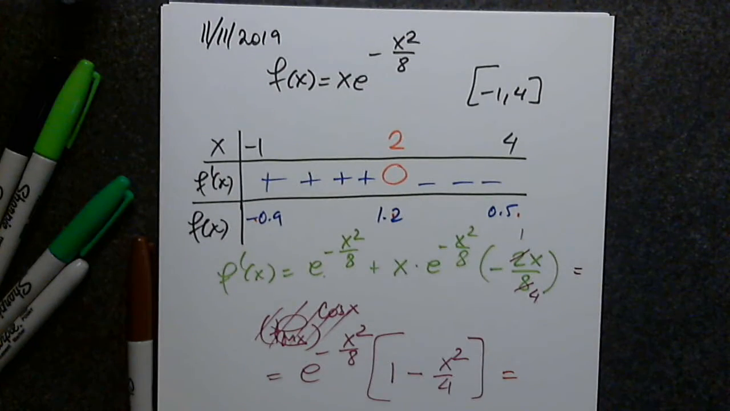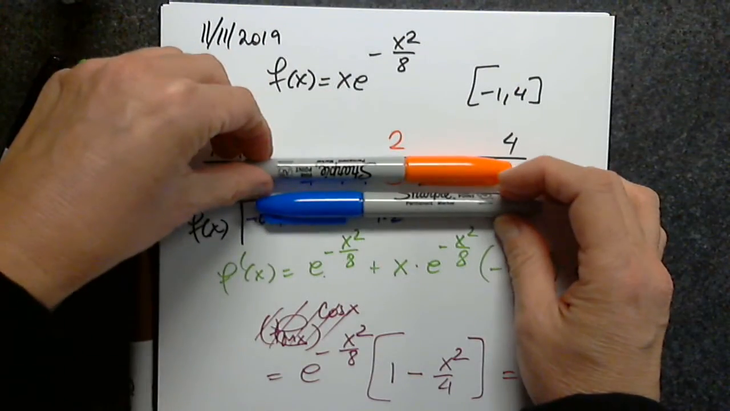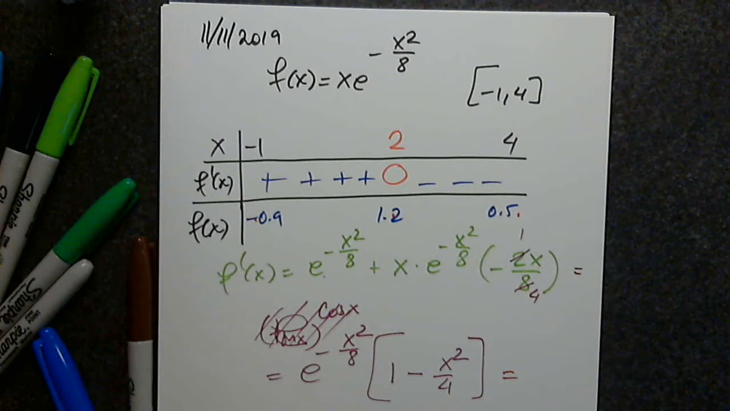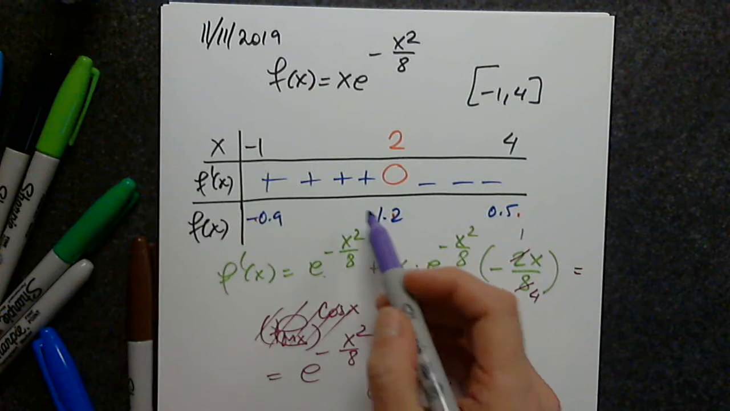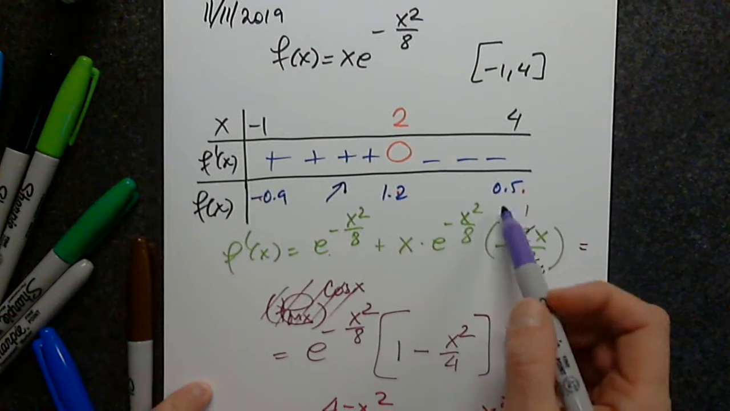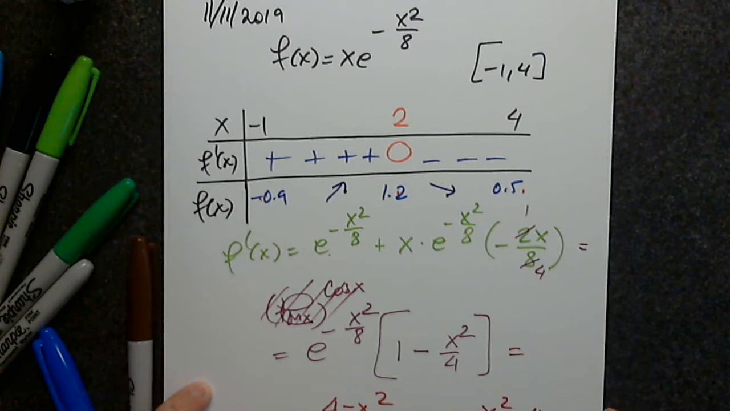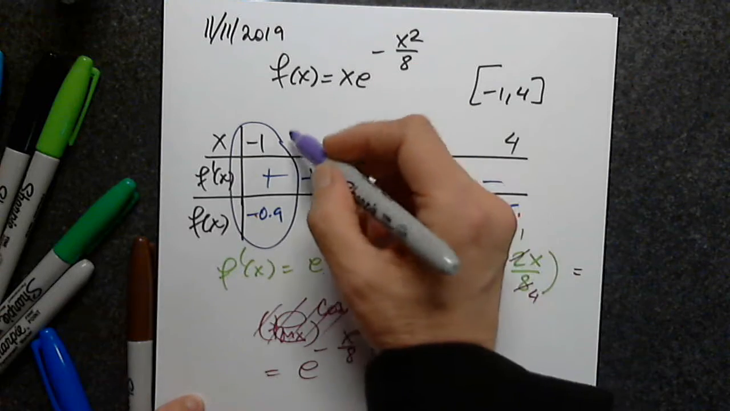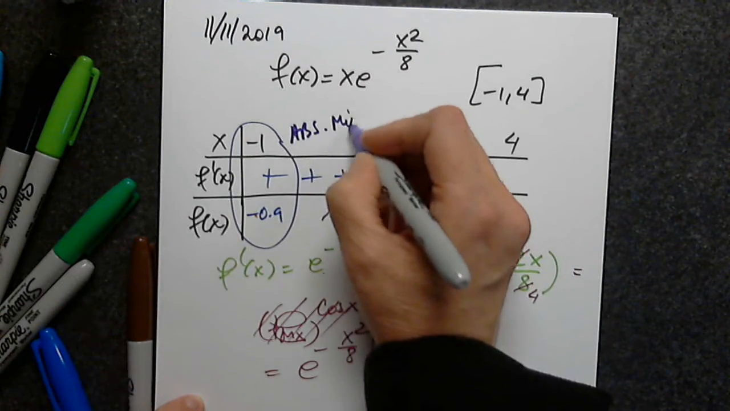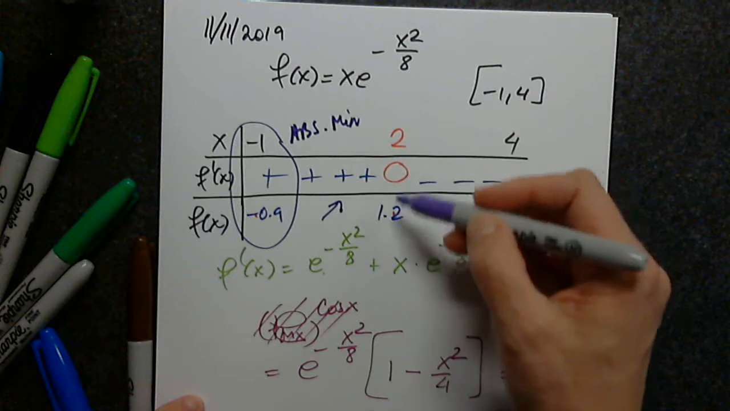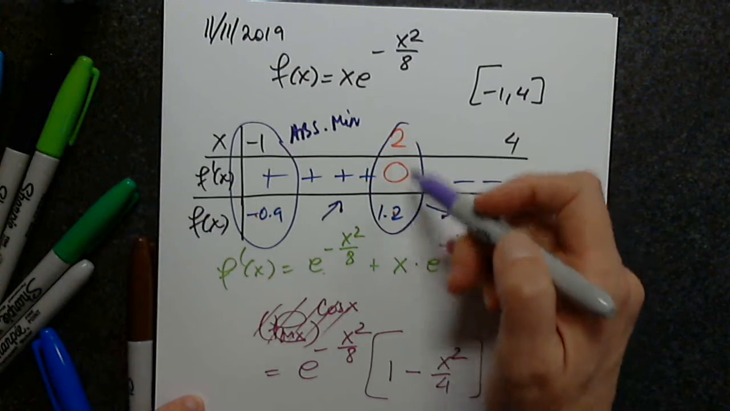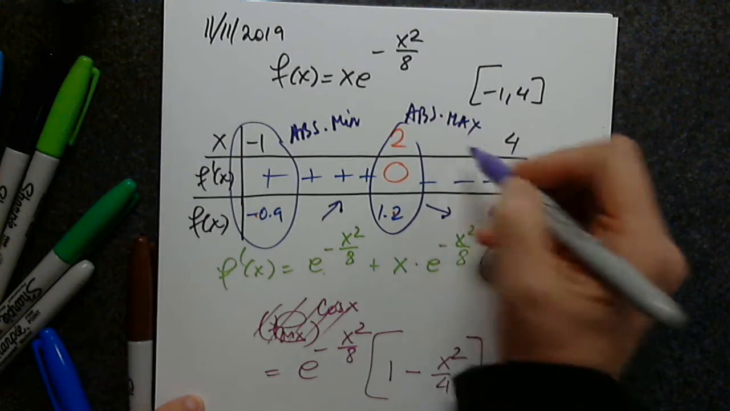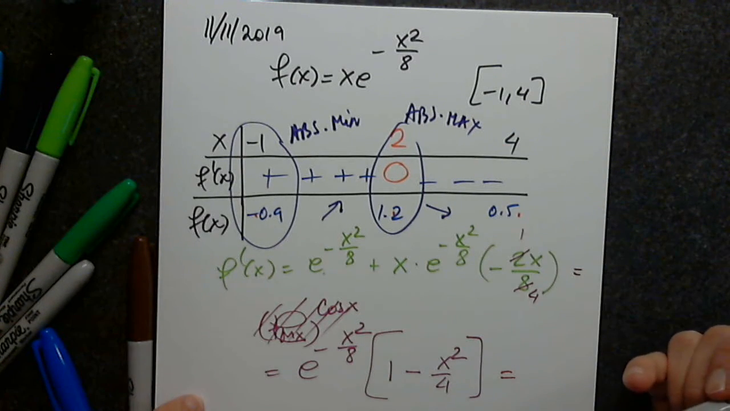So now I check whether these two rows work well together. This is how I catch my mistakes. From negative 0.9 to 1.2, yes. From 1.2 to 0.5, yes. So I will say that this point is definitely an absolute min. This point, 2 comma 1.2, is definitely an absolute max. And 4 comma 0.5, nothing.